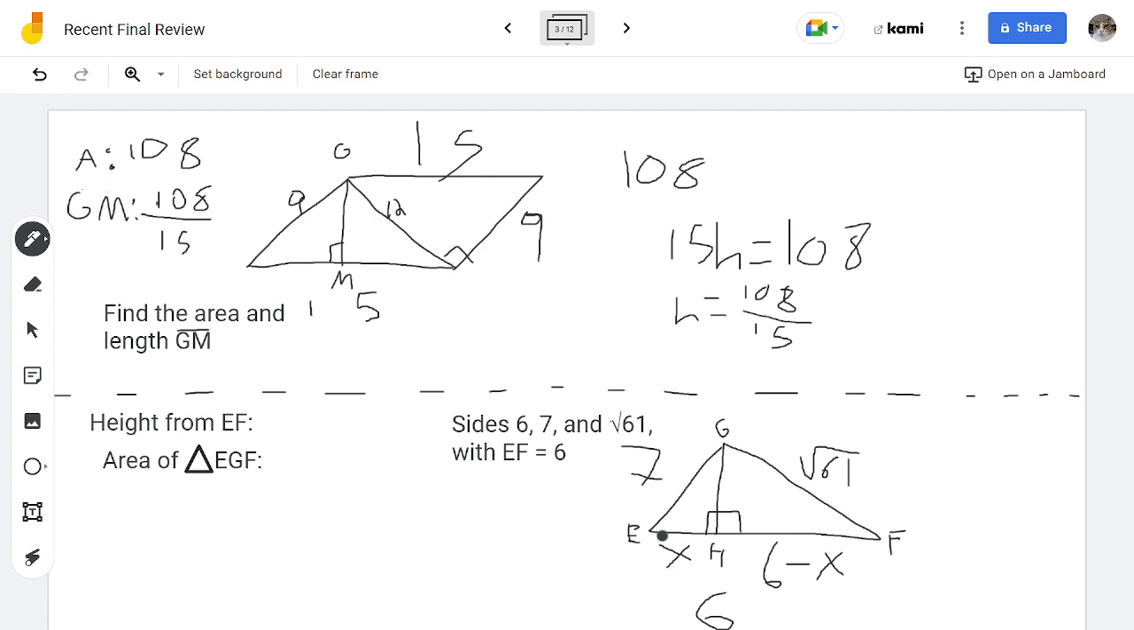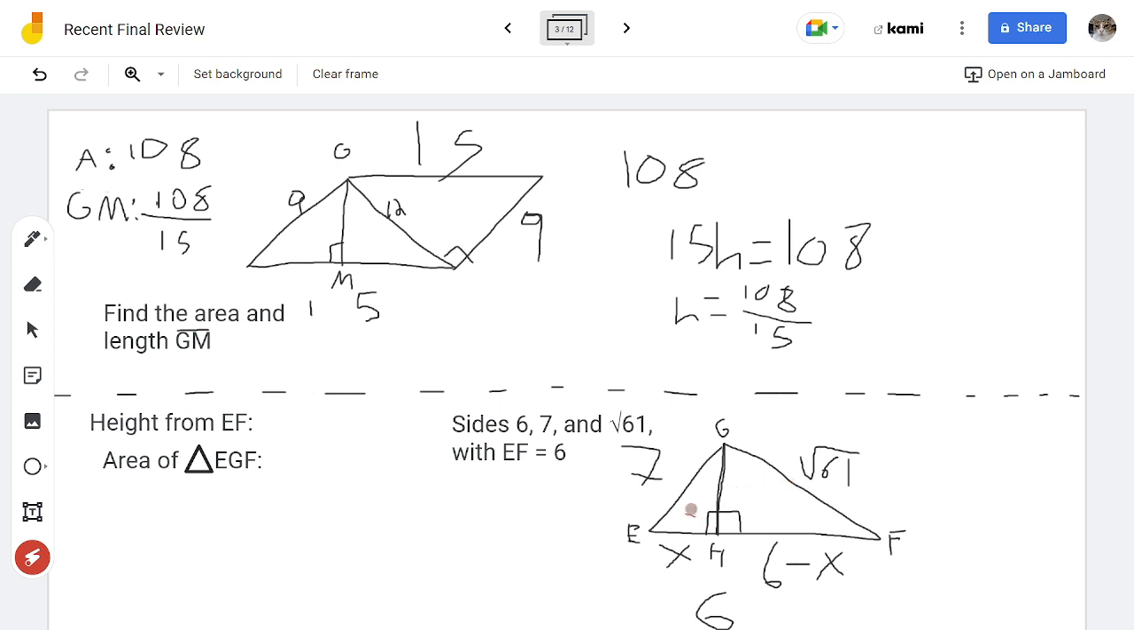But basically what we're going to do here is create 2 equivalent equations. So we have GH here already, so what we can actually do is say something like x, I'll use this pointer. Say x squared plus GH squared is equal to 7 squared. Then we have (6 minus x) squared plus GH squared is equal to root 61 squared, right?